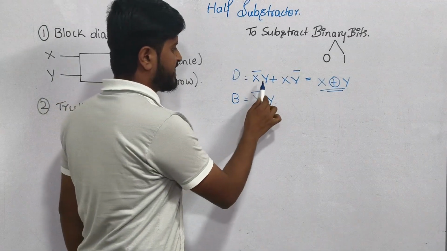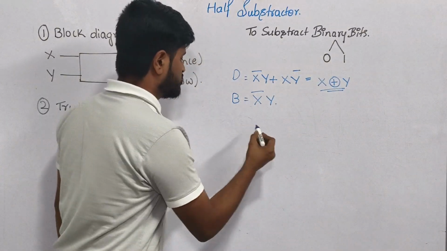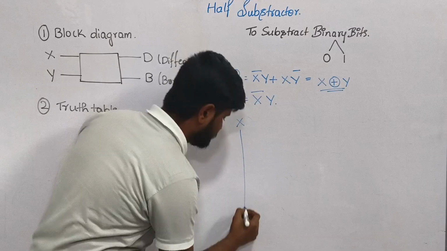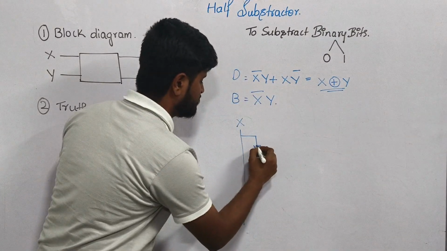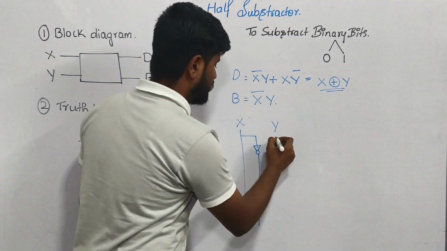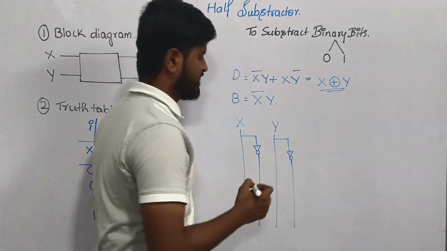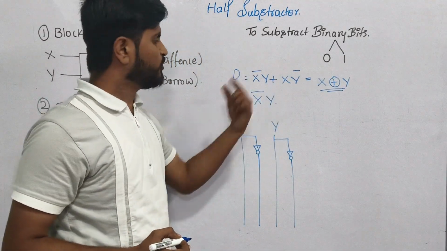What are my inputs? X, Y are there and X bar is also there, Y bar is also there. So what I will be doing? X, and here I will be taking a NOT gate in front of it so that this will be X bar. Now Y, and again I will be using a NOT gate to get Y bar.